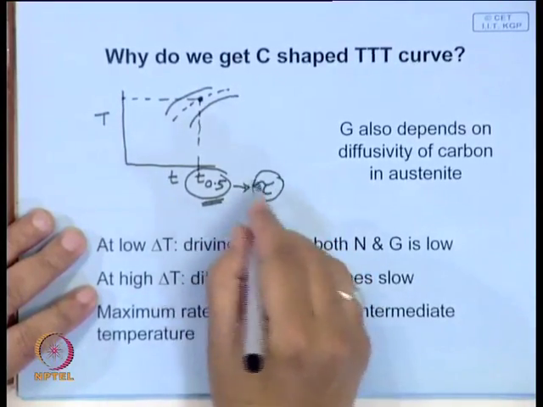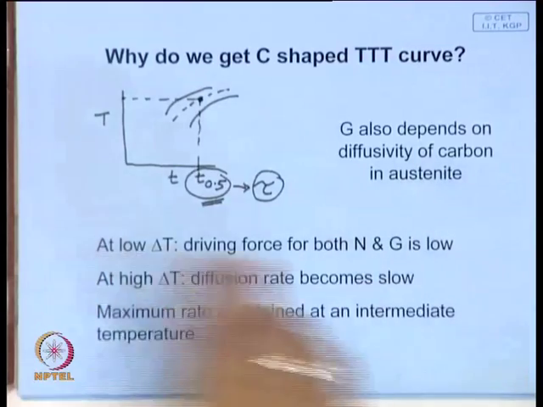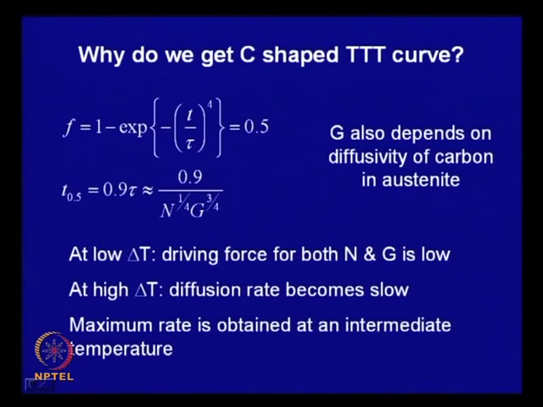There can be some direct relationship with tau, and I leave this to you to show that the time to reach 50% transformation can be expressed in terms of nucleation rate and growth rate. So, this is the type of expression you will get.